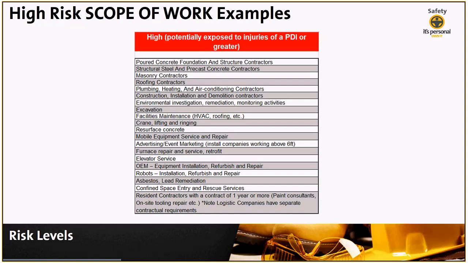Then high risk scopes of work. These are some examples of if you have a seller doing this type of work, we are saying that this is considered high risk. So masonry contractors, roofing contractors, excavation, crane rigging and lifting, resurfacing concrete, elevator services, robot installation, refurbish or repair, asbestos and lead remediation, confined space. And then make sure you pay close attention to the one at the very bottom. If you have a resident contractor on site with a long-term contract, we are considering those as also being high risk.